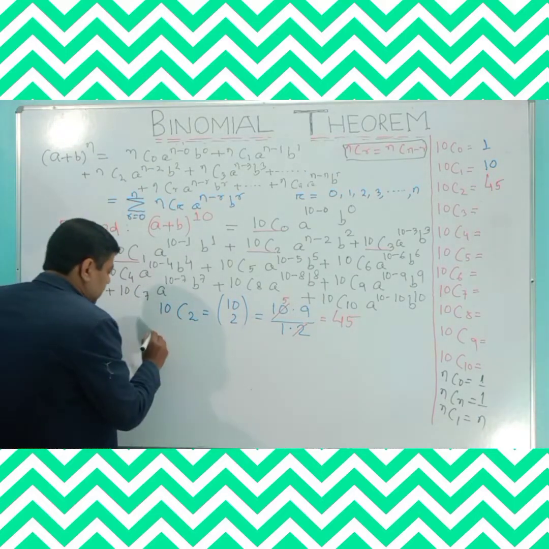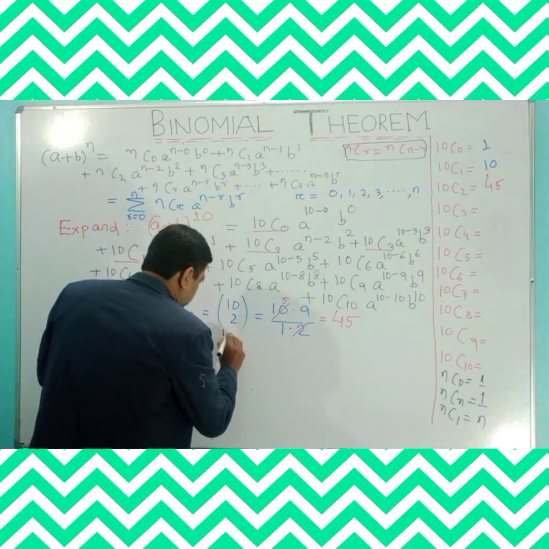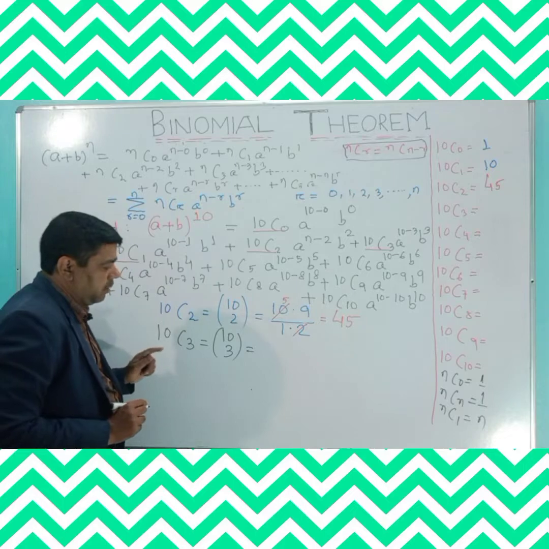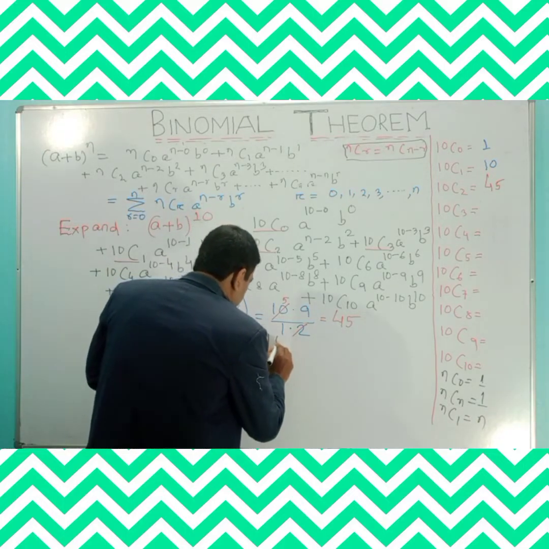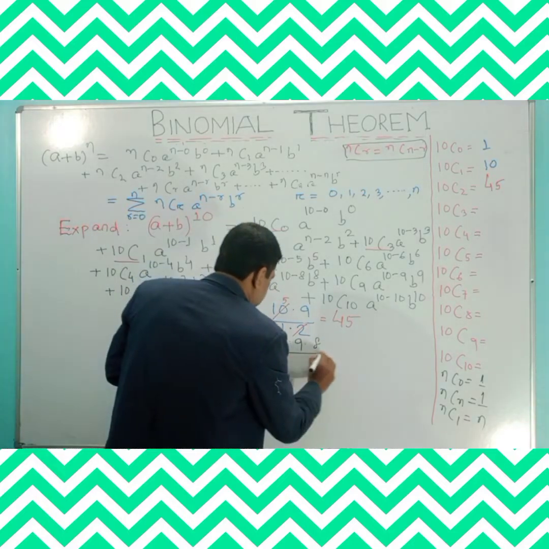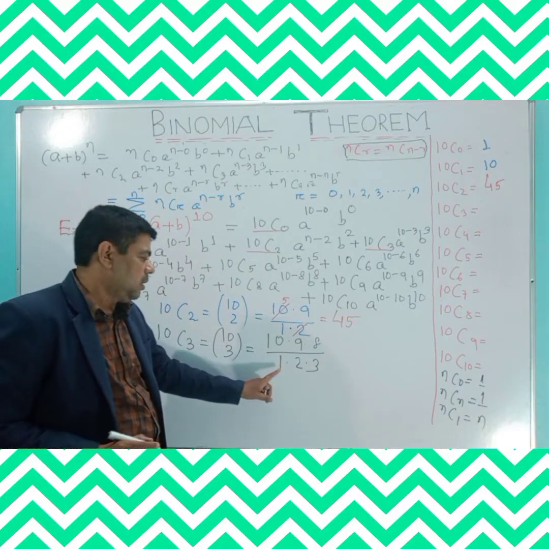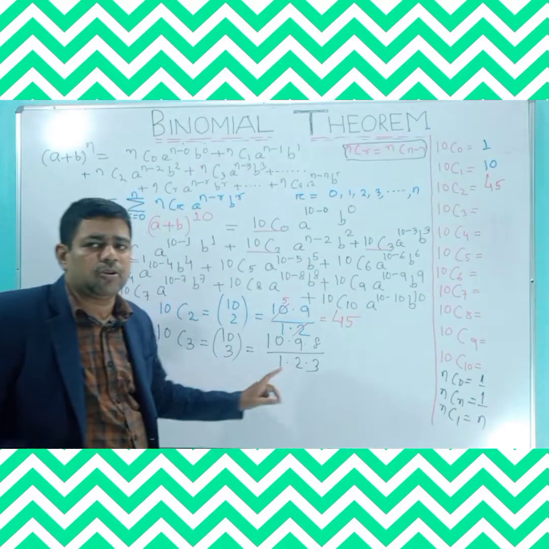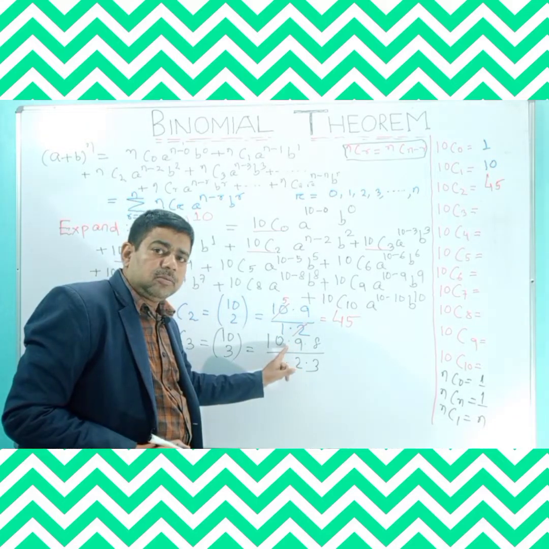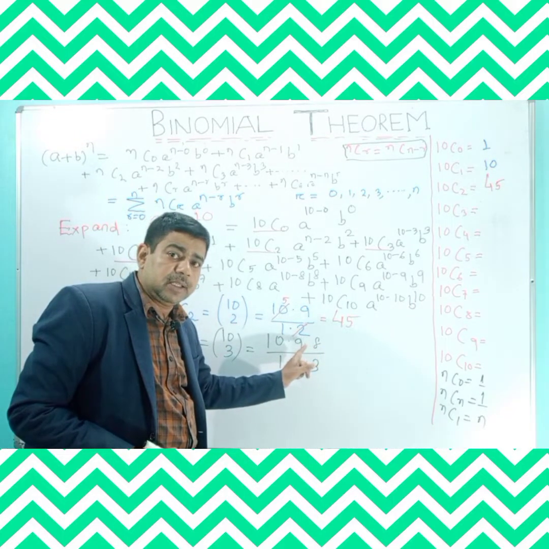Similarly, what is the value of 10C3? Here the number is 3. Here 10 is multiplied 3 times in descending order: 10 into 9 into 8, 3 factors, because the number is 3 here, divided by 1 into 2 into 3, the continuous product of the first 3 natural numbers. Here 10, then 10 minus 1 is 9, again 9 minus 1 is 8, in descending order.